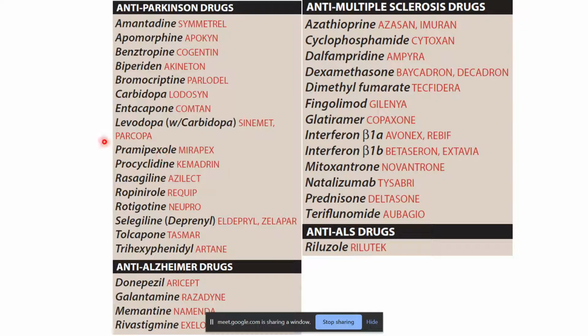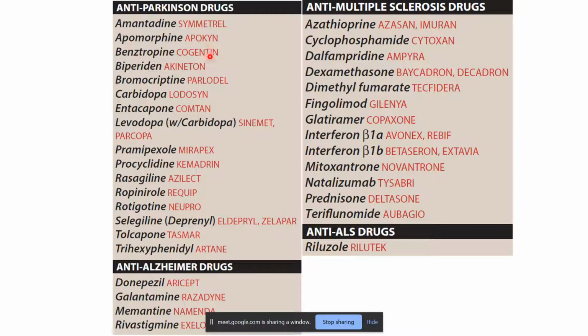Pramipexole is also a new drug. Selegiline, rasagiline, ropinirole, and rotigotine are also new drugs. Sertraline is pretty frequently used for the treatment of Parkinson's disease, and tolcapone, like entacapone, is a new drug, very expensive, and 3-hydroxyphenadiol is also used frequently.